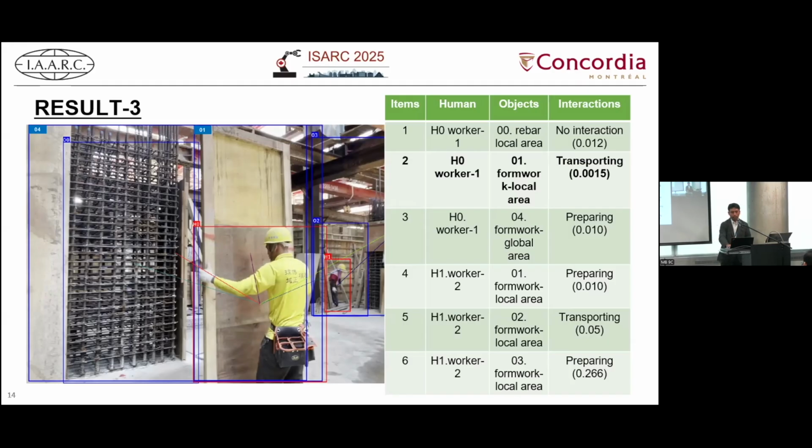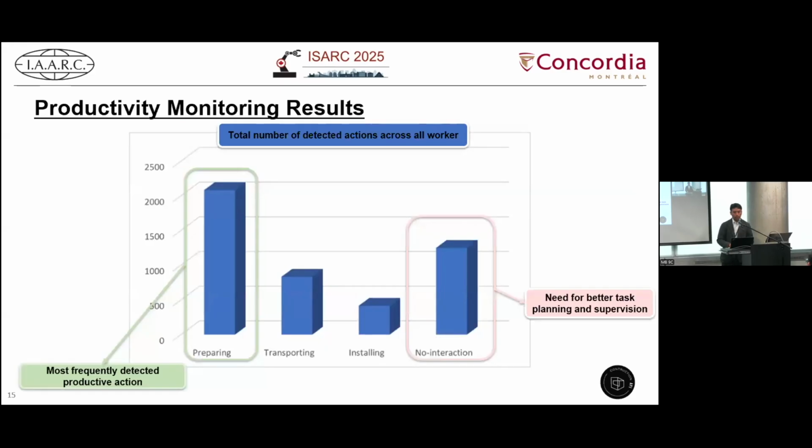And this is the total number of detected actions for the whole workers. This is the preparing, transporting, and installing. We got a high number of actions. However, the no interaction part is also high. This should be considered by the project manager and should be addressed to improve the productivity of the workers in the future.